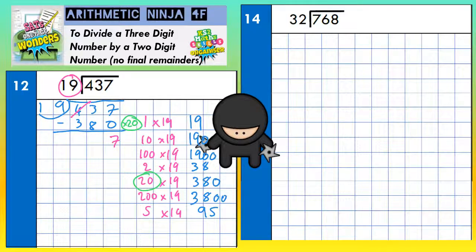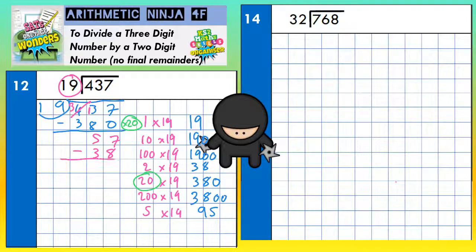So borrow from the 4. The 4 becomes a 3. And the one you borrowed turns 3 into 13. 13 take away 8 is 5. 3 take away 3 is 0. So we're down to 57. The next biggest number we can take away from that is going to be the 38. So let's take away 38.